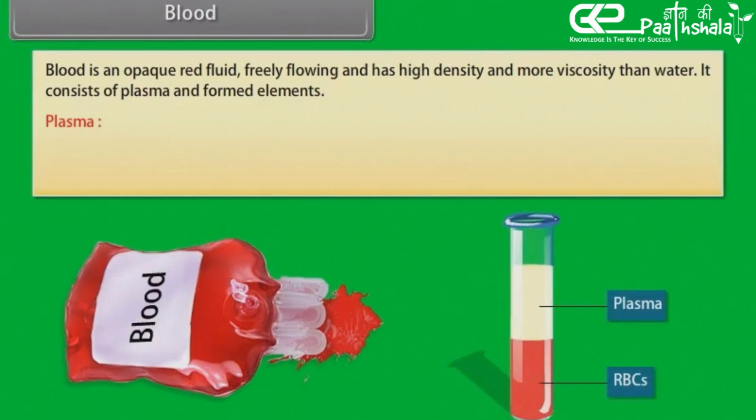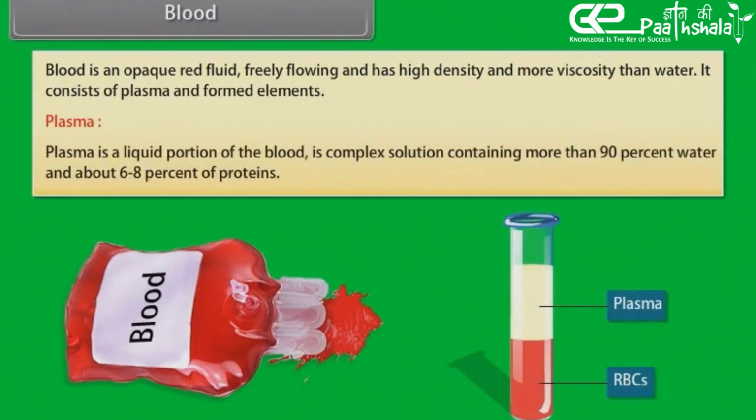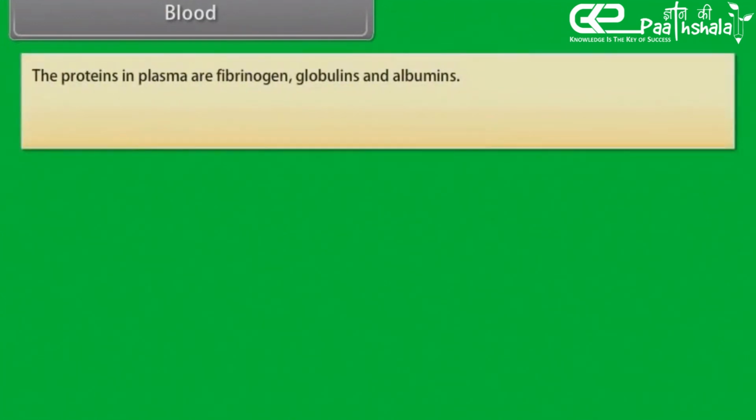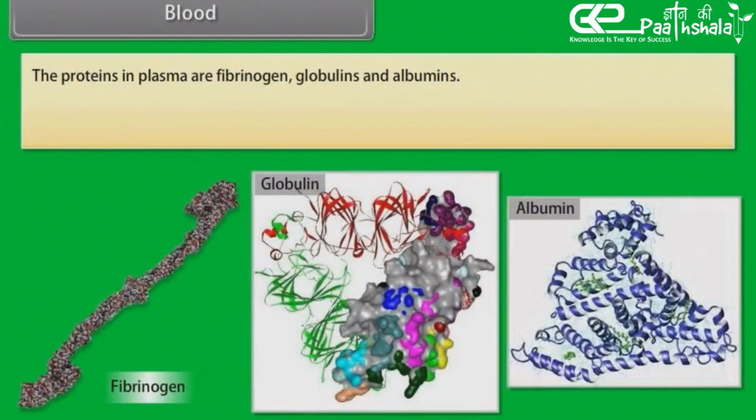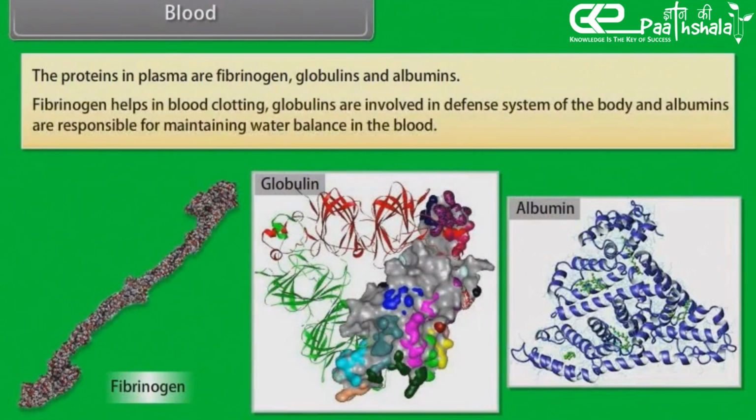Plasma. Plasma is the liquid portion of the blood, a complex solution containing more than 90% water and about 6 to 8% proteins. The proteins in plasma are fibrinogen, globulins and albumins. Fibrinogen helps in blood clotting. Globulins are involved in the defense system of the body, and albumins are responsible for maintaining water balance in the blood.